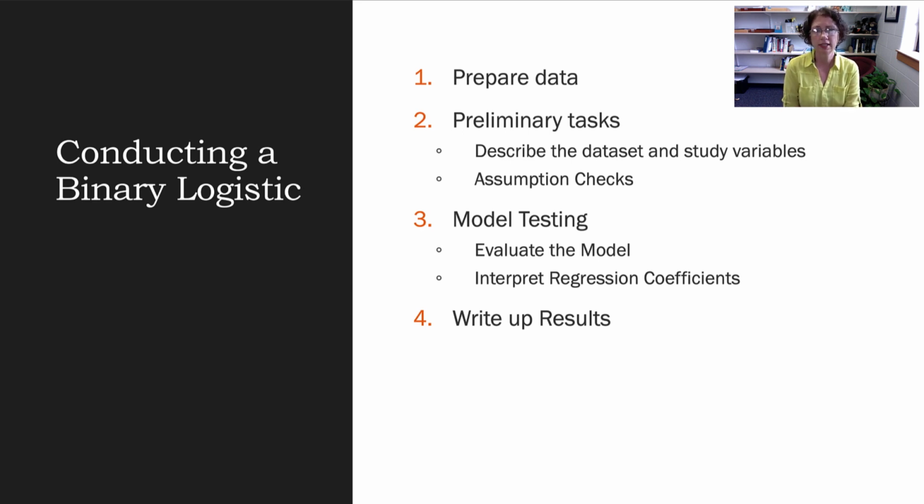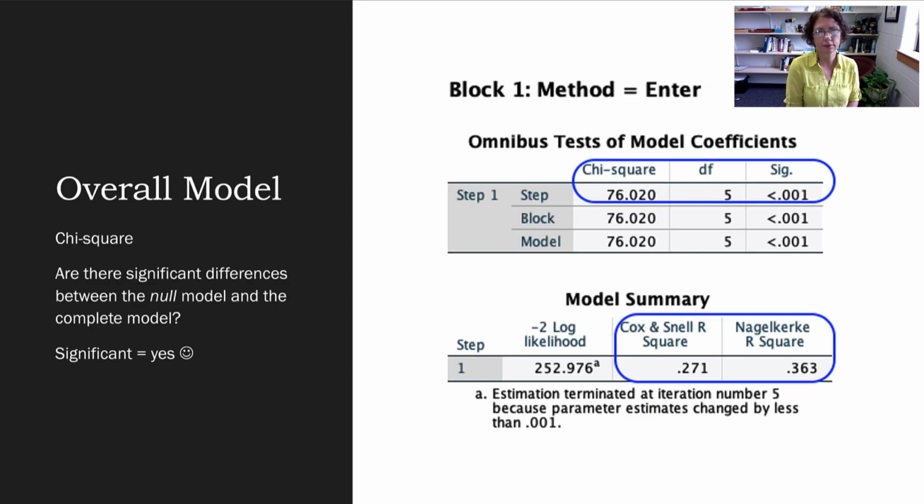So what does evaluating the model look like? Well, this is output from SPSS, and the test that tells us about the significance of the model is the chi-square test. Similar to the F-test in linear regression, the chi-square is testing if there are significant differences between the null model and the complete model.